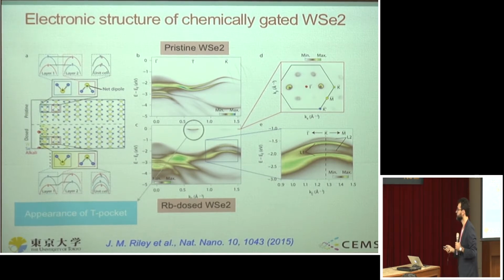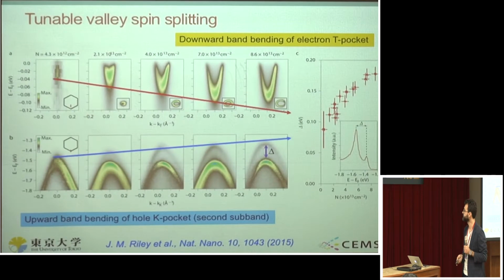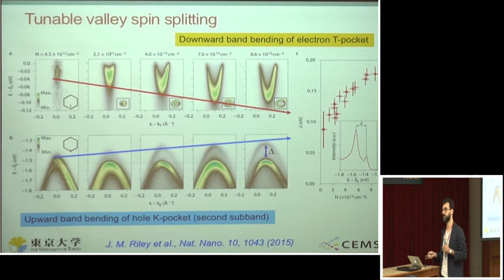But one thing which is very interesting is that if you look at the trend of band bending, you will notice that as you increase the amount of dopants near the surface, the conduction band starts to go to lower energies, but your valence band starts to rise. So you have two different trends of bending. For the conduction part, the bands are shifted downward. For the valence part, the bands are shifted upward.